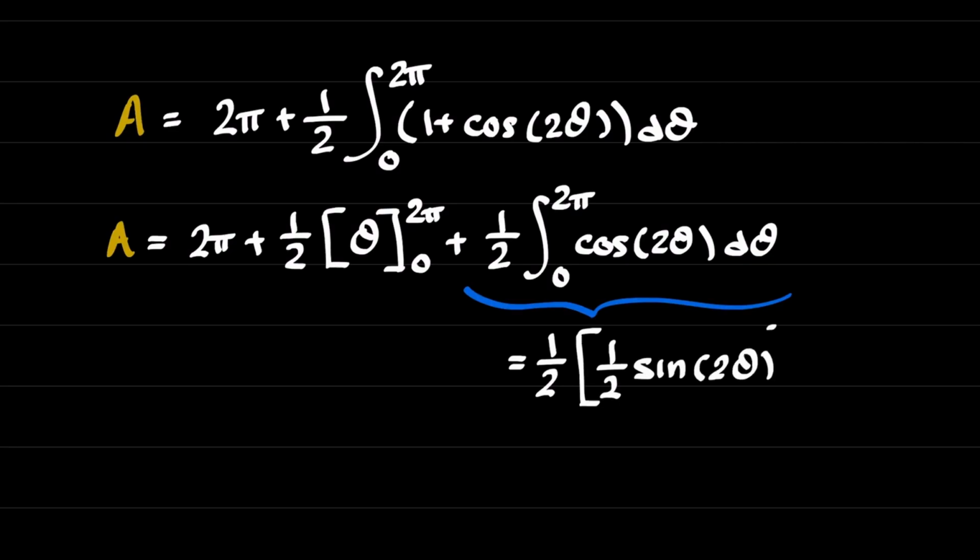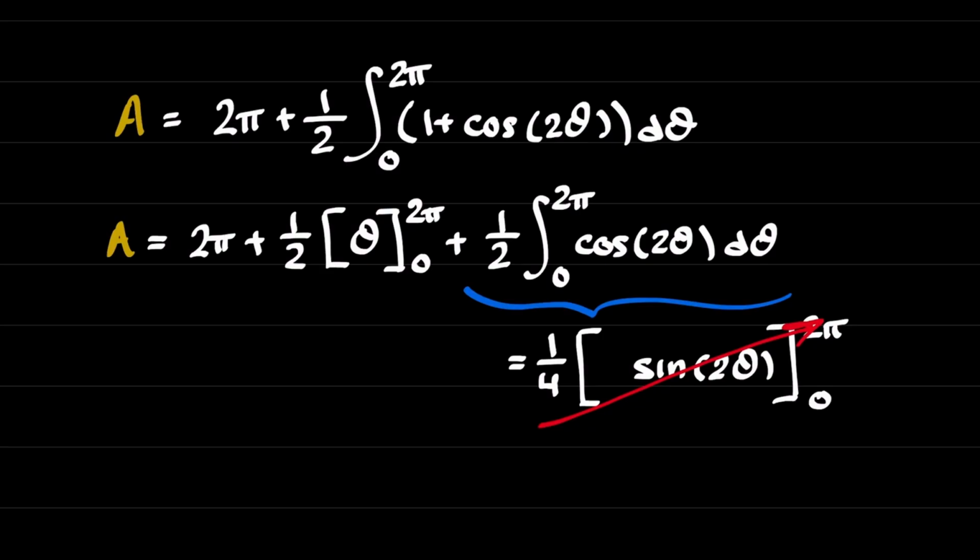Again, this is simply evaluated across our bounds, and all we have to do is plug in some numbers and we'll be left with our final answer. I'm going to bring out that 1/2 just to make it a little easier to see. If we plug in our top bound of 2 pi, we get sine of 4 pi, which is equal to 0. And if we plug in our bottom bound, we get sine of 0, which is also equal to 0. So this whole term here is actually just equal to 0.